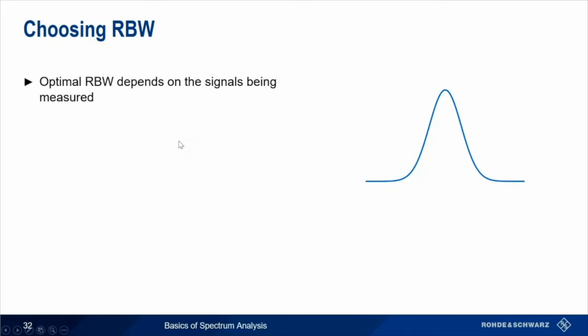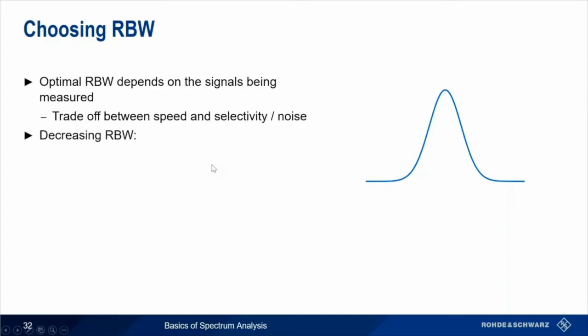So again, as we choose that RBW, the optimal bandwidth is almost entirely a function of the signal being used. And it's often going to be something that you have to experiment with. Remember that there's a trade-off between speed and that selectivity and the noise. If we decrease resolution bandwidth, that will increase our selectivity, so the ability to resolve nearby signals.